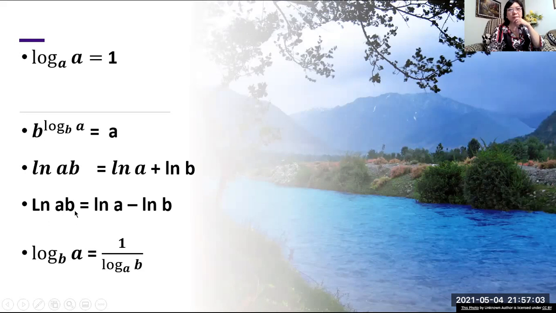Oh, this is my mistake here. It should be ln A divided by B equals ln A minus ln B. I will change this for you. I will fix this mistake here.